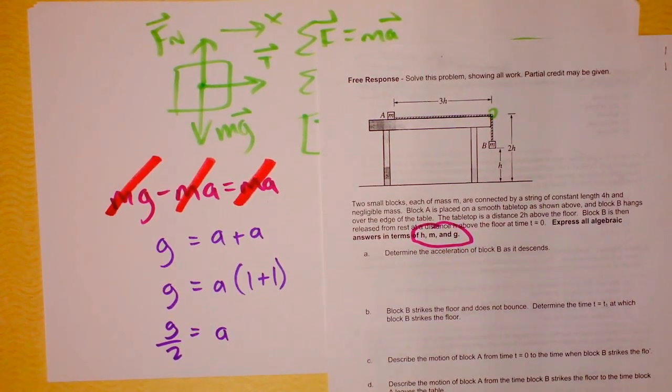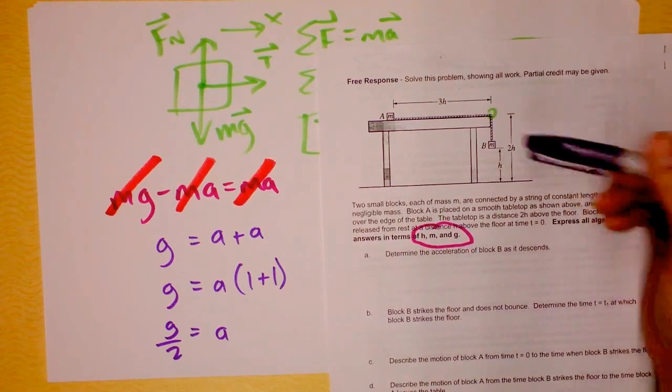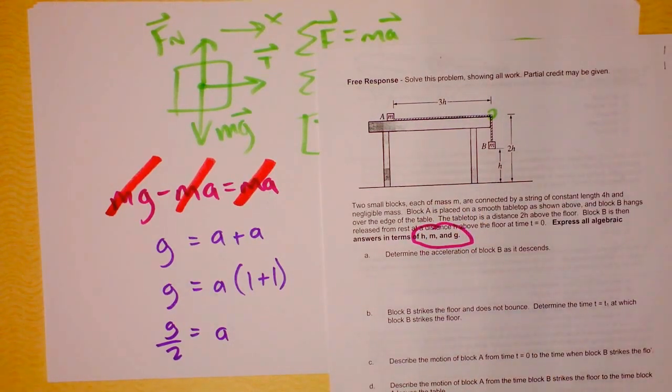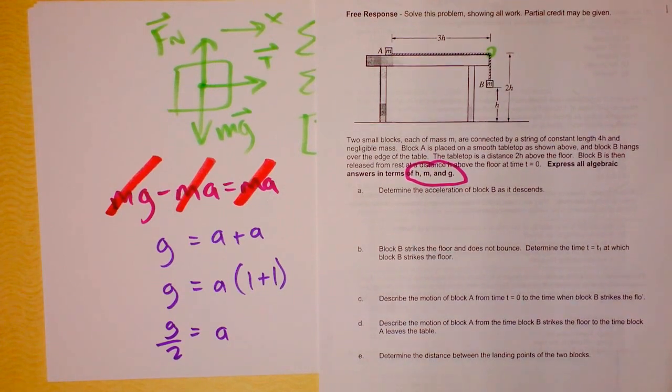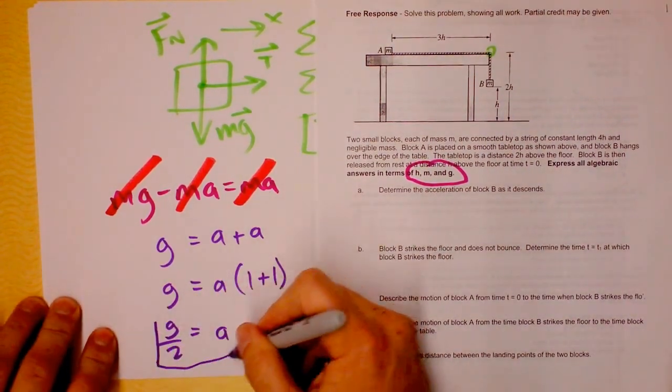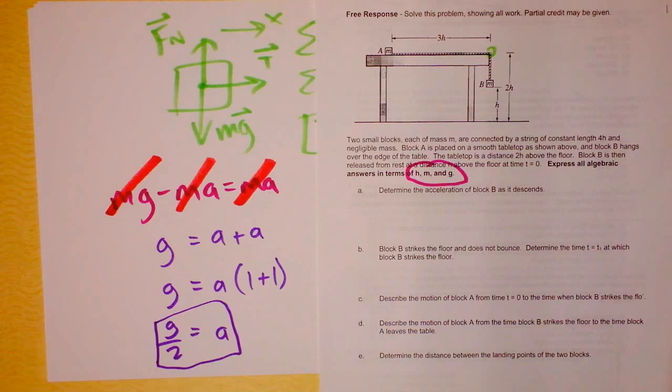Sure. It's only one force of mg, but twice the mass. So half baby g. That's quite interesting. Seems fair, doesn't it? Now, they want to determine the time at which block B hits the floor. Obviously, it's important to know the acceleration in order to do that, right? So we're going to keep that as we go on to the next page.